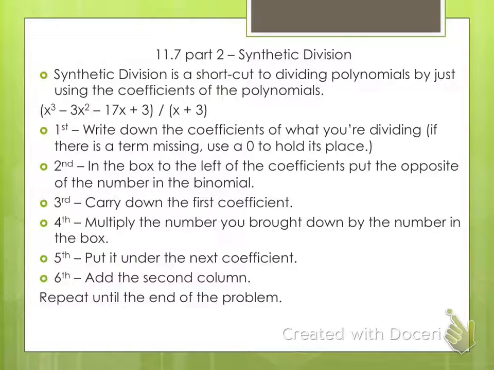Yeah. So today we're doing synthetic division, which is a shortcut to our long division that we did yesterday. We're just using coefficients. So here's going to be our first problem. We have x to the third minus 3x squared minus 17x plus 3, and I'm dividing that by x plus 3.